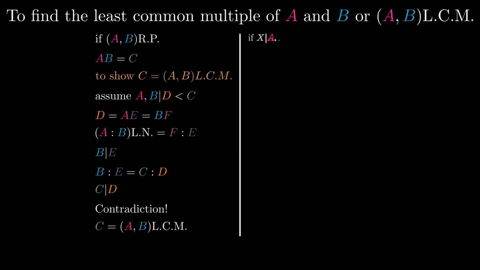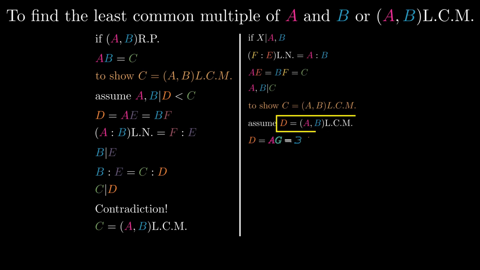Now let a and b have a common measurer, and let f to e be the least numbers ratio of a to b. Thus ae is equal to bf, which product we'll call c. So both a and b measure c. It turns out that c is the least common multiple of a and b. If otherwise, let it be d and write d as ag or bh.